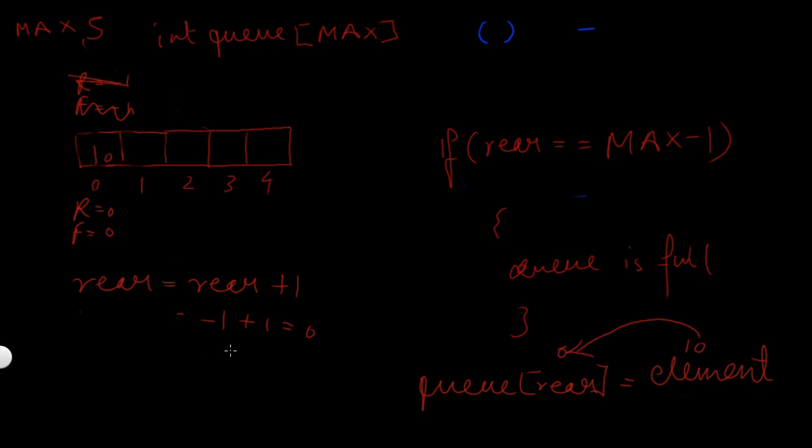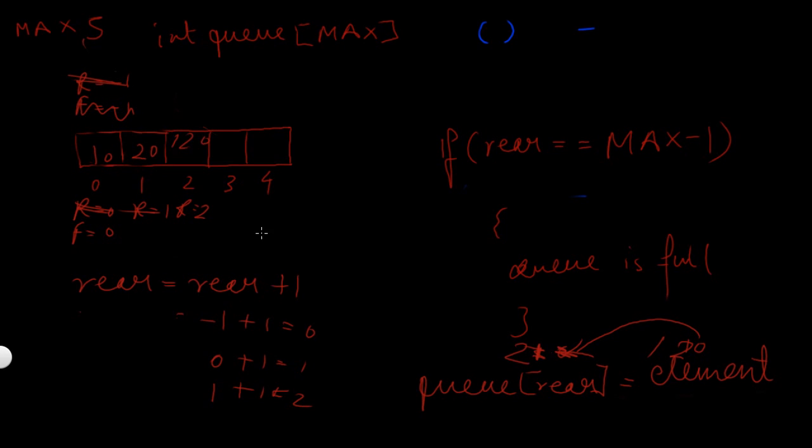Now again I want to insert another element into the queue, then again the value of rear will be incremented by 1. The value of rear is 0, so 0 plus 1 equals 1. Rear becomes equal to 1, and a new element will be inserted here. Suppose the value of this variable element is 20, so 20 will get inserted at this position, which is 1. Now again I am going to insert another element into this queue. Again the value of rear will be incremented by 1. The value of rear is 1, so 1 plus 1 equals 2. Rear becomes equal to 2, and a new element will be inserted at this position. Suppose the value of this variable element is 120, so 120 will get inserted here.